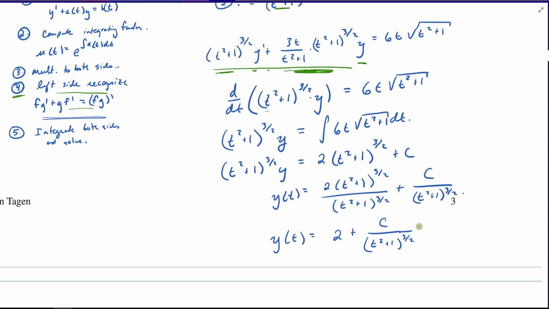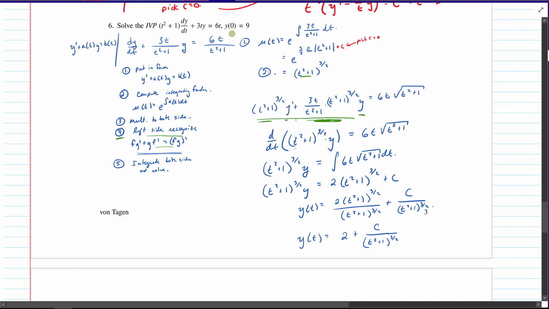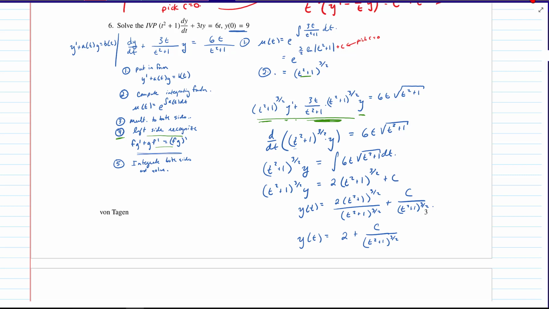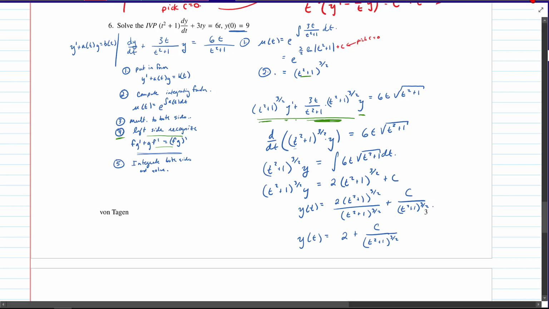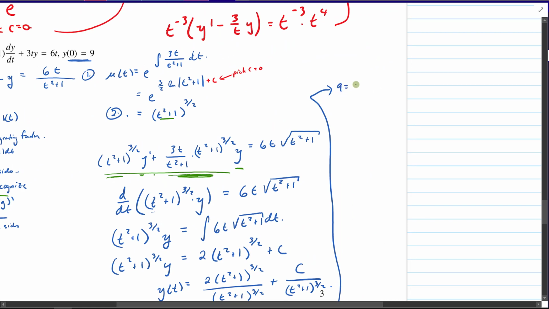So folks, you're going to get a chance to practice this in just a second, but we're not quite done with this problem. Why? Because we were given an IVP, and so we need to actually solve for that unknown coefficient of c. If we were to plug in 0 for t, that should output a 9. So 9 needs to equal 2 plus c over (0 squared plus 1) to the 3 halves. But that would tell us that 9 needs to equal 2 plus c, or c has to equal 7.